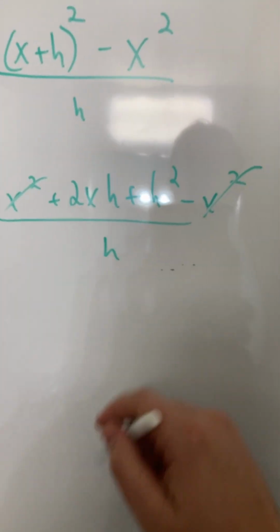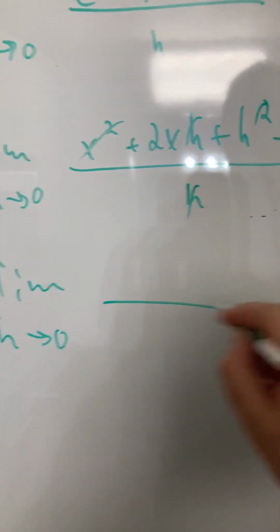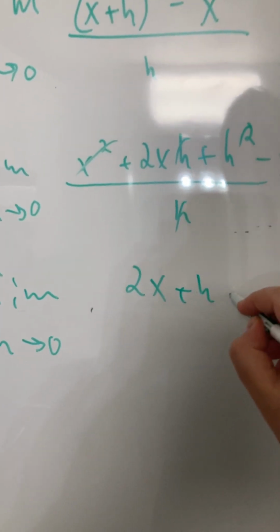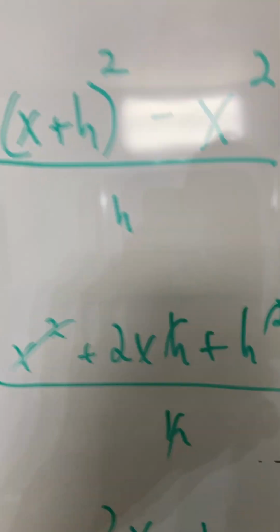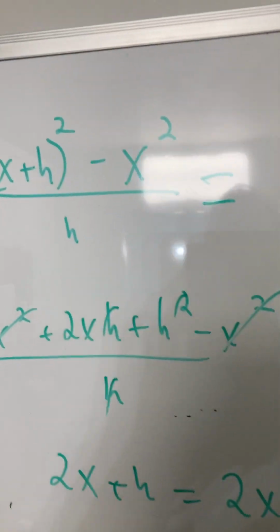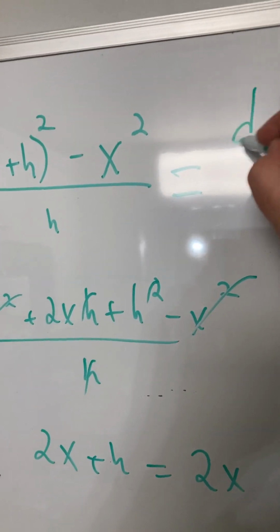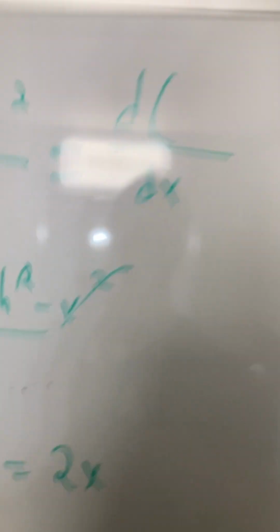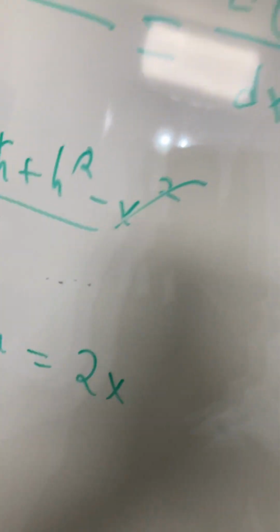Those cross out, and we can cancel an h from all this. The limit as h approaches 0 of 2x plus h just becomes 2x. Now, let me go way back up. That means that this limit was really equal to d/dx of x squared. Right? All that feels easy now.